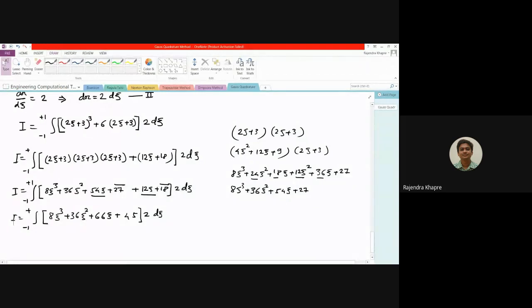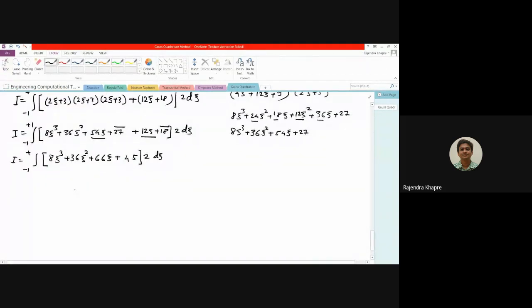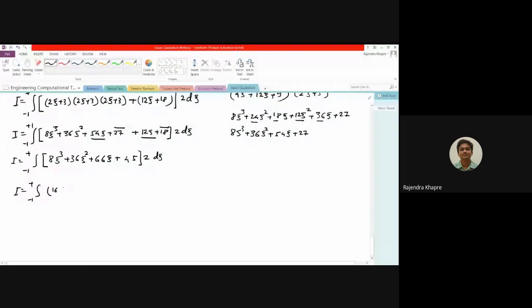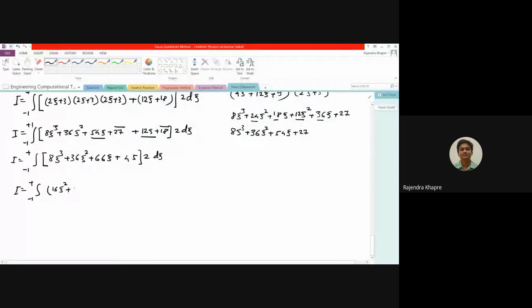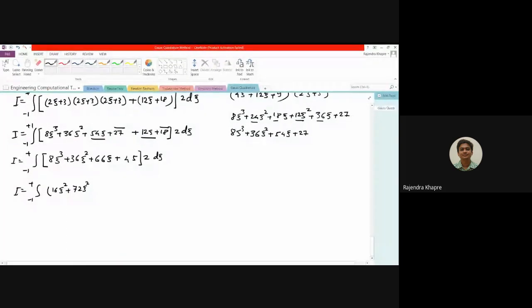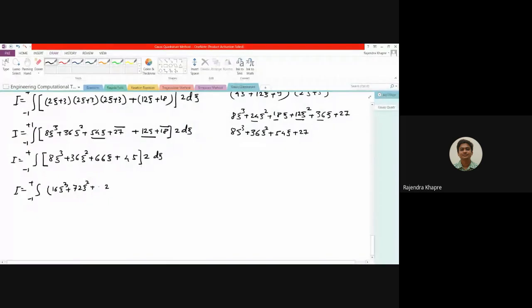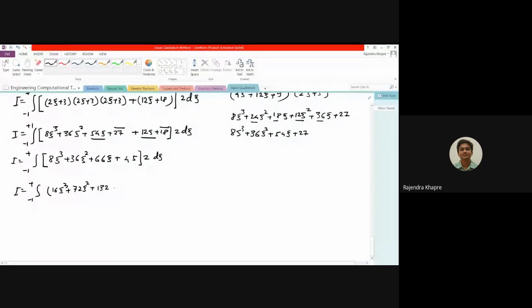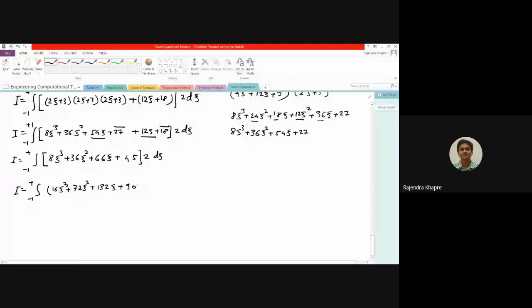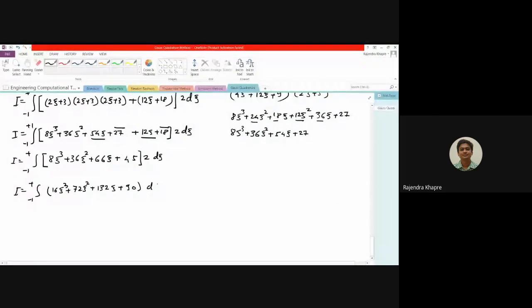Okay. So if you multiply this one more time, it is something like -1 to +1. So 8 times 2 is 16, so this is 16 xi cube. 36 times 2 is 72 xi square. This is xi cube, not square. 66 times 2 is 132 xi, and 45 doubled is 90, and this will be d xi.